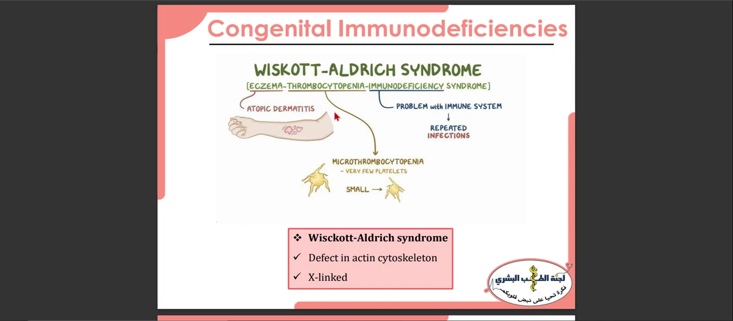Wiskott-Aldrich syndrome will present with eczema, thrombocytopenia, immunodeficiency syndrome. On the skin you will notice a rash that is like eczema, atopic dermatitis. In the cytometry you will notice microthrombocytopenia, which means very few platelets. And of course we have a problem with the immune system, repeated infections due to a problem in the bone marrow producing platelets, which makes the child or the patient more prone to infections.